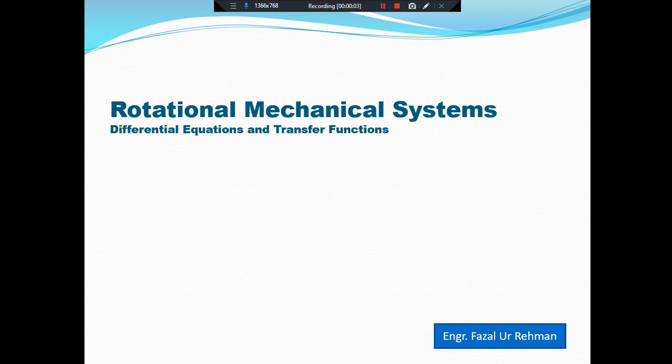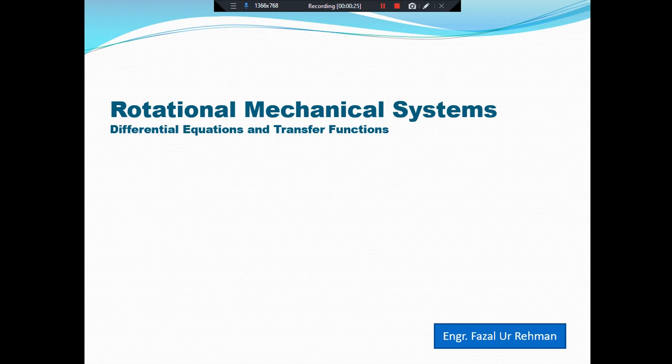Assalamualaikum. Bismillahirrahmanirrahim. Today our topic is the rotational mechanical system. In the last lecture, we studied the translational mechanical system, and today our topic is the rotational mechanical system. Actually, the rotational mechanical system can be handled in the same way as the translational mechanical system.